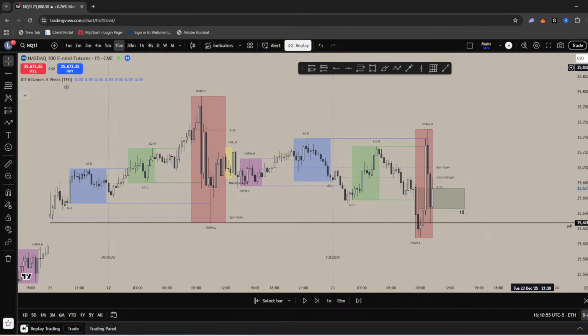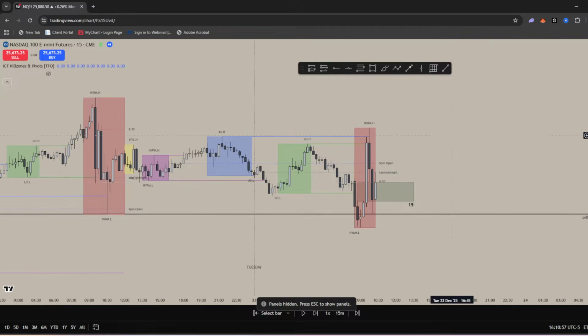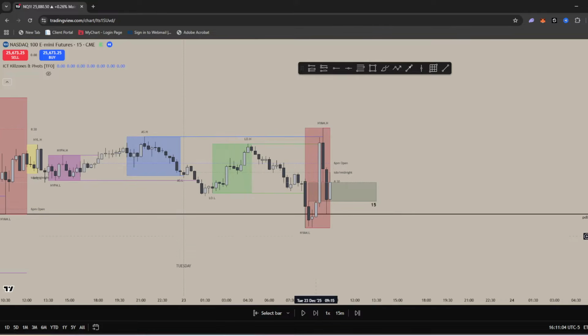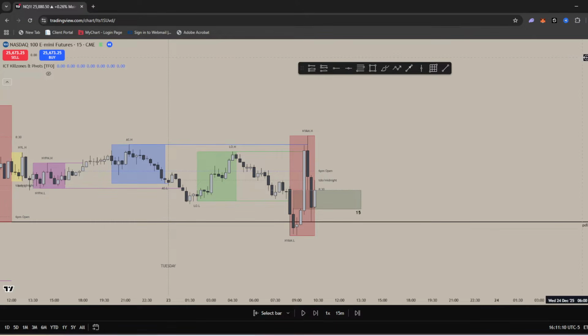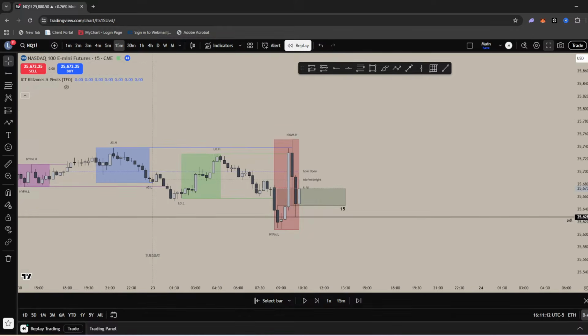NQ swept out previous day low. ES never swept out previous day low. So that's one thing to keep in mind. We had already taken out London low. We'd already taken out Asia low. We took out previous day low. We got a nice move up, a nice retrace, and NQ is continuing to hold this 15-minute bullish fair value gap. Now, this is where I really start to build confidence in this trade.